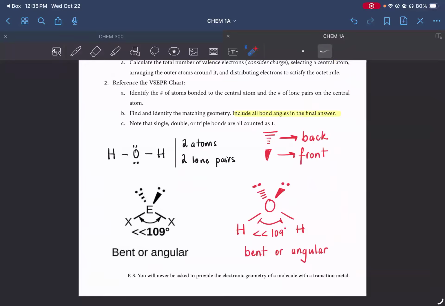Now, it's important to know that the VSEPR chart is simply a prediction. It allows us to, at the very minimum, assume what the estimated geometry is of a molecule. You would still need experimental evidence, such as growing crystals, looking under a microscope, to confirm or verify the particular angle.